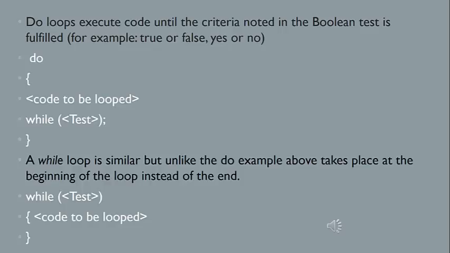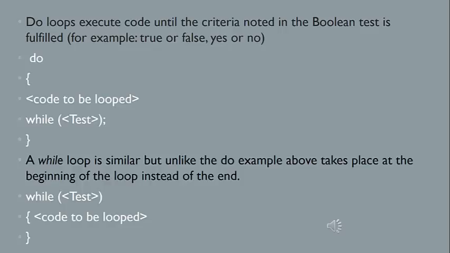Do loops execute code until the criteria noted in the Boolean test is fulfilled, for example, true or false, yes or no. Do, curly bracket, code to be looped, while, test.